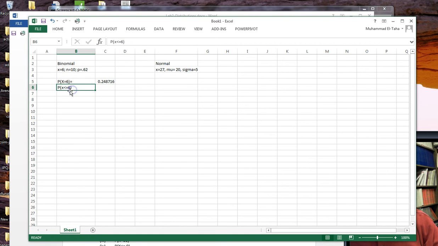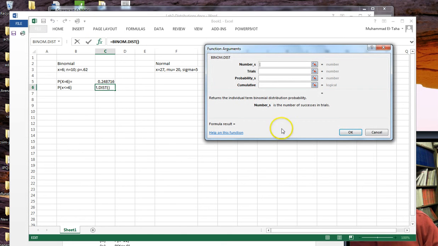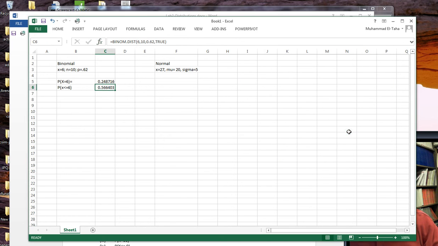So if I want the probability of x less or equal to 6, which means everything from 0, 1, 2, 3 up to 6, I want to get the answer here. I go OK, and now I can just click on the binomial distribution since it appears there, and I get number of successes. I want to use 6, and trials 10, probability of success 0.62, and I want this to be TRUE. And so I got the answer here quickly.